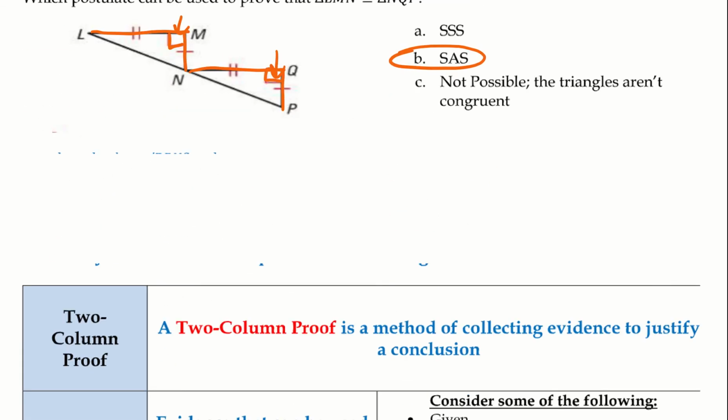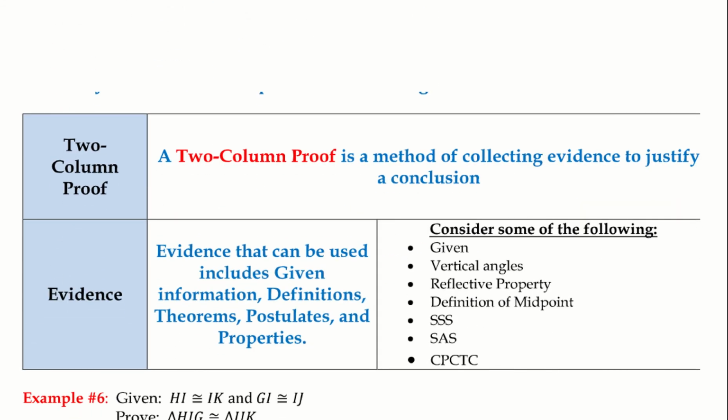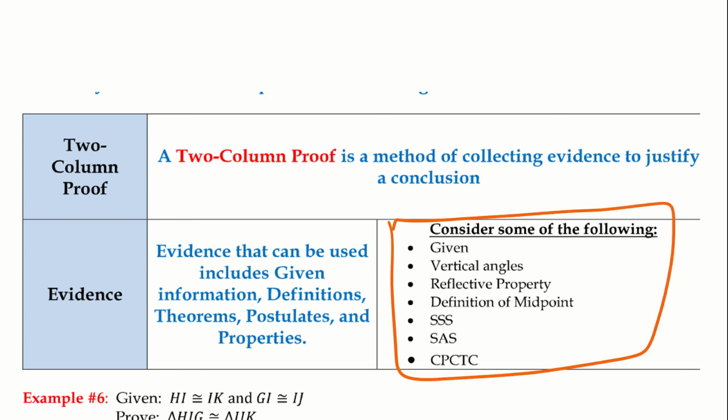Okay, let's go ahead and head to the next page. So we're going to be talking about some proofs today. A 2-column proof is a method of collecting evidence to justify a conclusion. Evidence that can be used includes given information, definitions, theorems, postulates, and properties. And these are going to be some of the ones that we'll be using. You guys can reference that as needed as we fill this out.